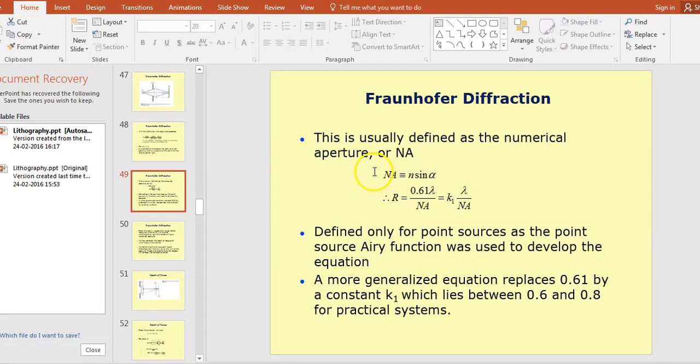In the continuation of Fraunhofer diffraction, the numerical aperture is n sin alpha. So this resolution we can denote as 0.61 times lambda divided by numerical aperture, and this 0.61 we can denote by some constant k1. For practical systems, the value of k1 lies between 0.6 and 0.8. So resolution will be dependent upon the wavelength of the light we are using and the numerical aperture of the lens.